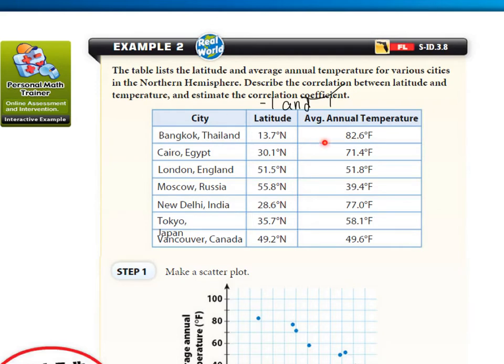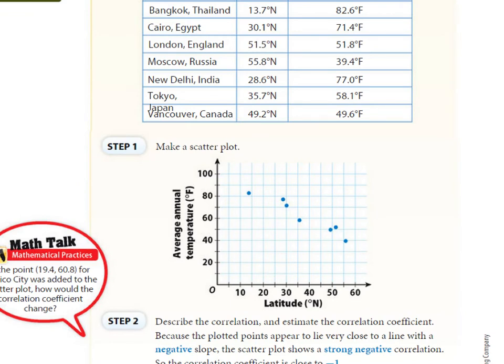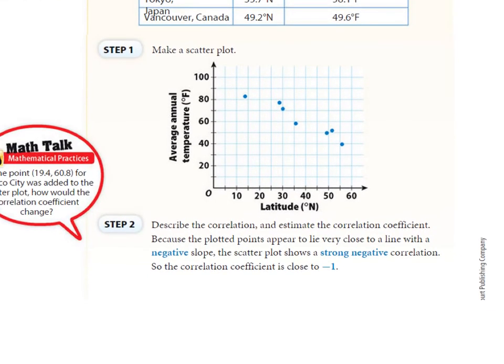They then created a table, a scatter plot. So here's your latitude and your average annual temperature. So then we first describe the correlation. We know that it's going down. You can see the dots overall decreasing. It's pretty strong. For the most part, there's none that's going up or staying straight across. They're all a little bit lower than each other. So that would be a strong negative correlation, which means our correlation coefficient would be close to -1.